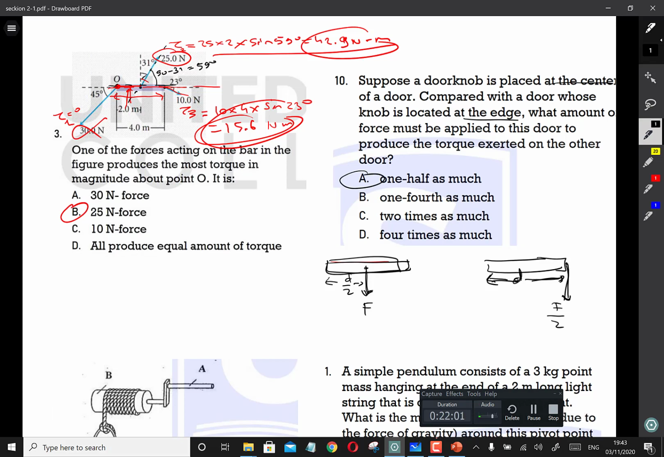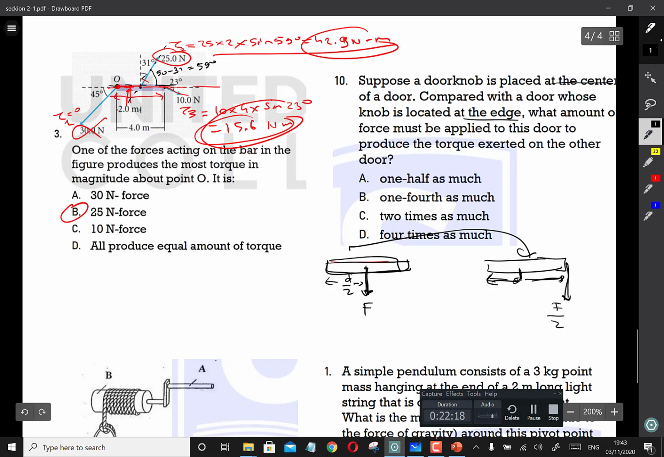Suppose a doorknob is located at the center of the door. It's this one. Compare with a door whose knob is located at the edge. What amount of force must be applied to this door? Pardon, we are going to compare this one to that one. So this one to that one. In this case, it will be twice.